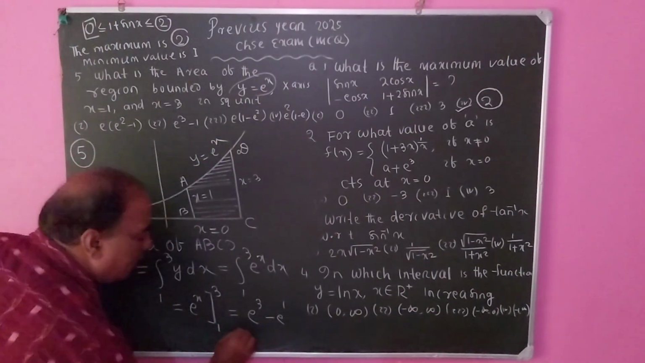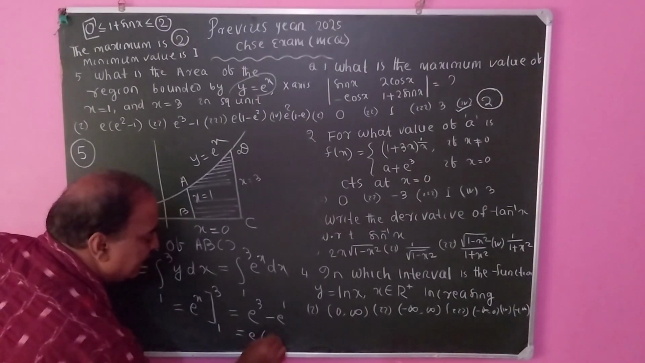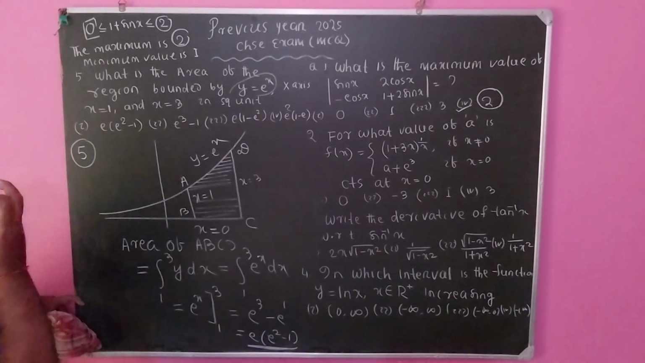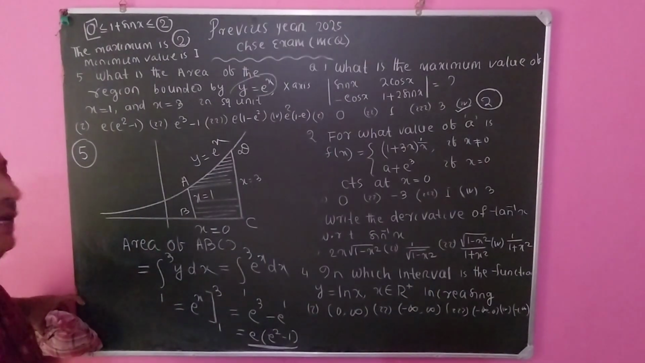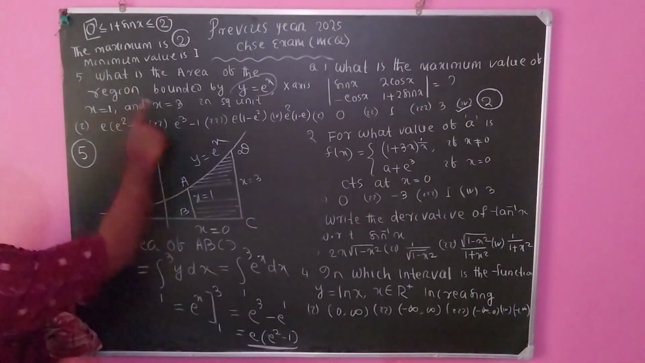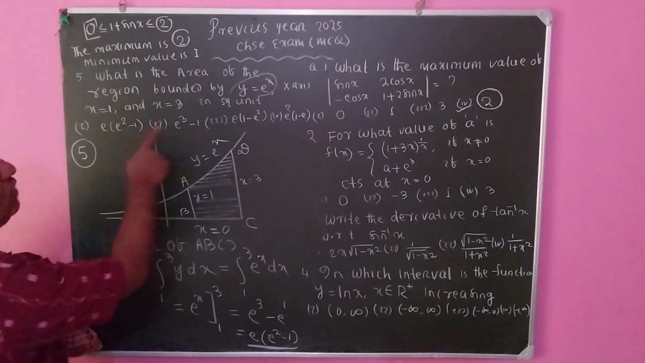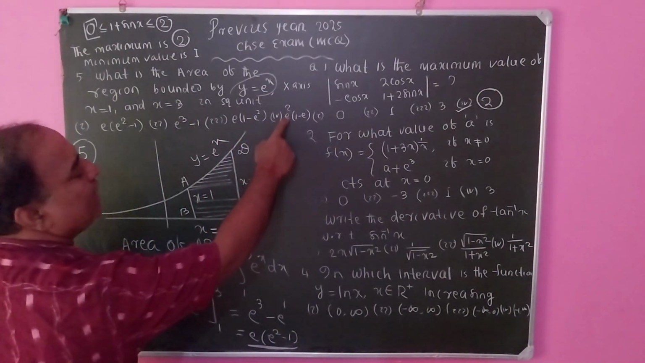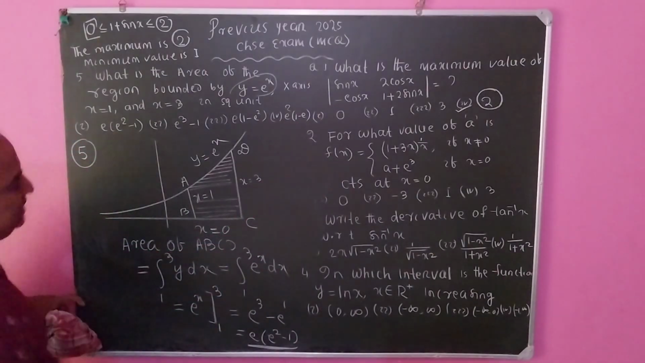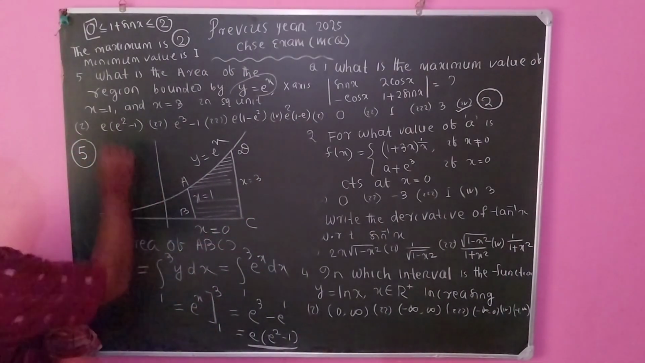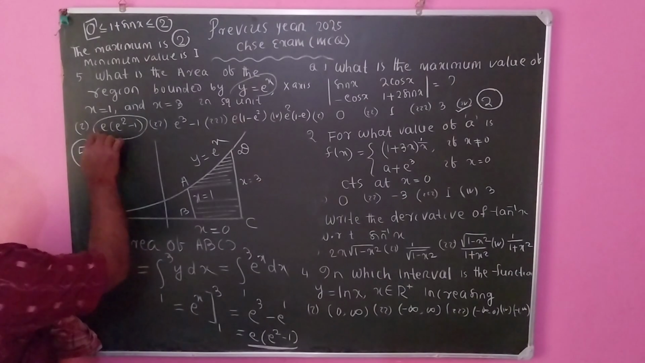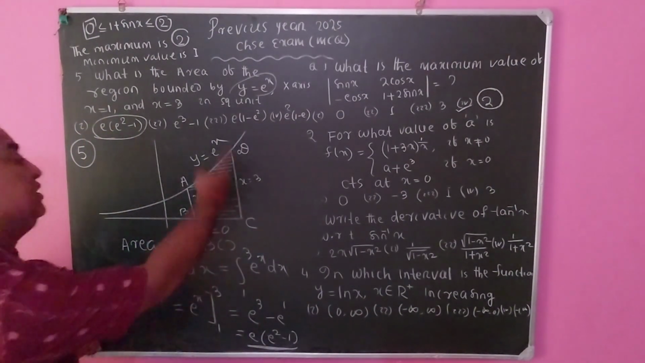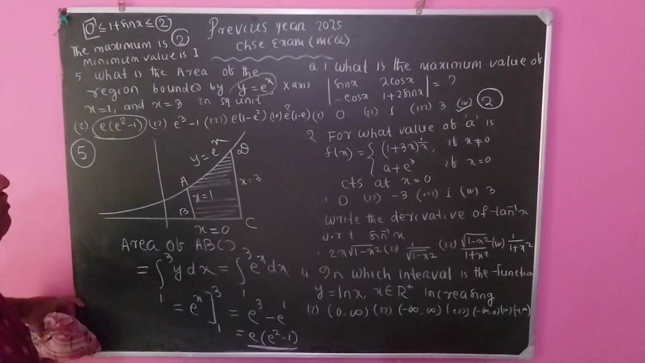So e is taken common, that is e into e square minus 1. This is the answer of this question. So in our choices here, e into e square minus 1, e cube minus 1, e into 1 minus e square, and 1 minus e. So the correct answer is the first, e into e square minus 1. It is the required area of this curve.